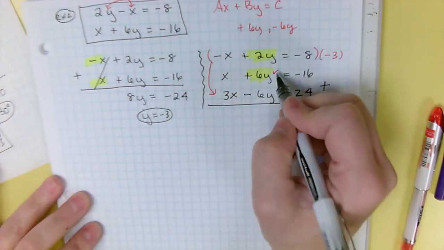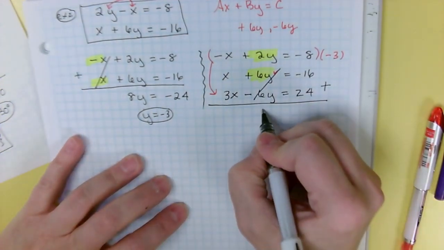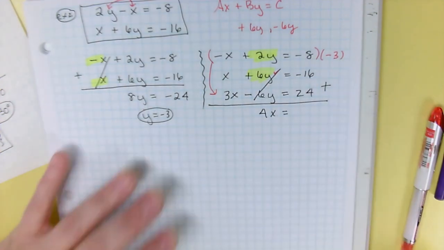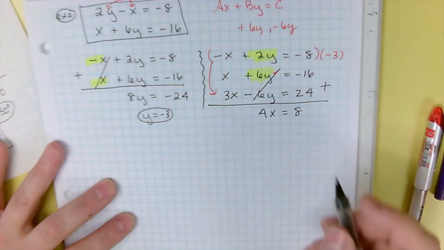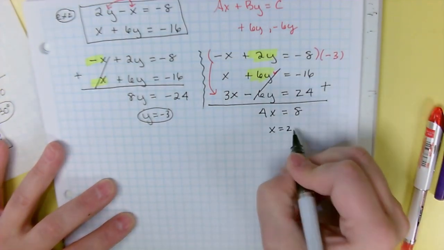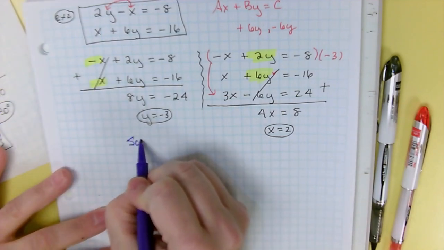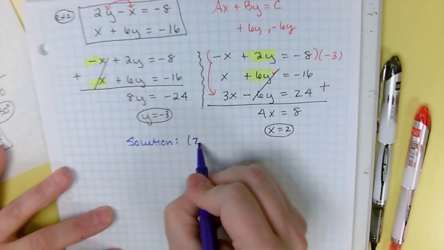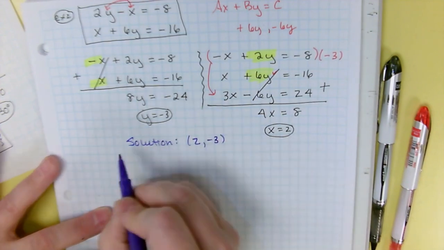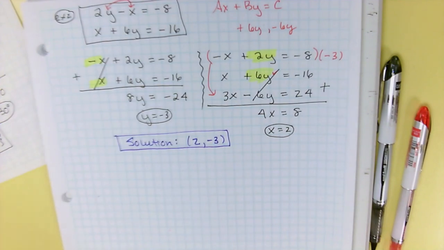6 minus 6 is 0. That's what I wanted. 3x plus 1x is 4x equals 24 minus 16 is 8. And 2 times 4 is 8. So x equals 2. So our solution is the ordered pair, 2 for the x, comma, negative 3 for the y. Always in alphabetical order, ordered pair.